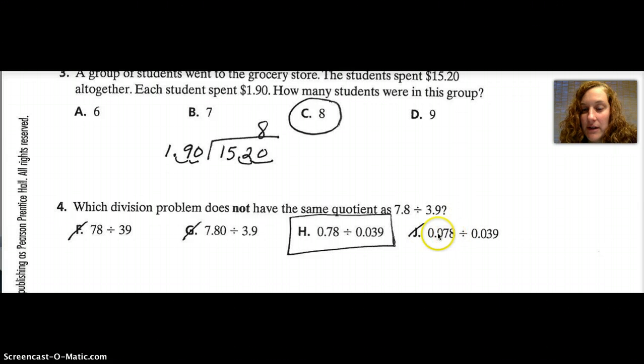This last one is the same because it's just 7 and 8/10 divided by 100, which moved the decimal place 2 places to the left. So 78 thousandths and 39 thousandths are still the same. Which leaves this one, because here 7.8 was divided by 10, which moved the decimal place 1 to the left, but 3 and 9/10 was divided by 100, which moved it 2 places to the left. So your answer is H, because this one is not the same as the other one.